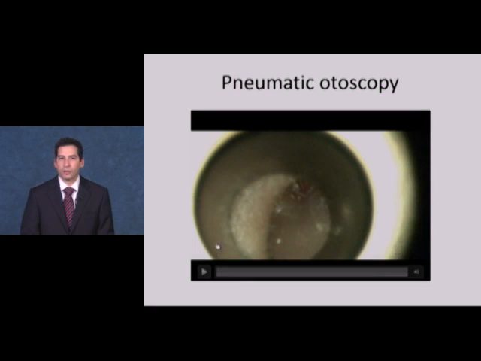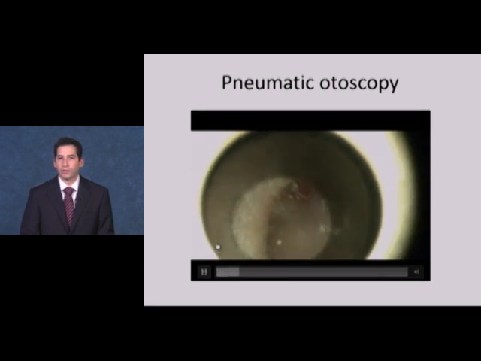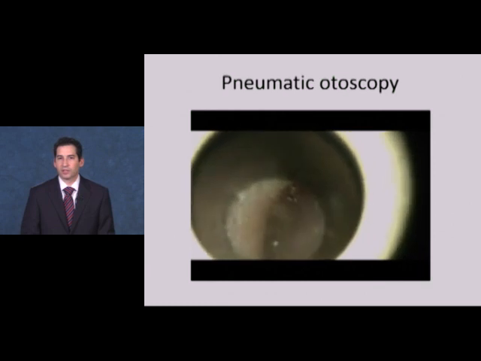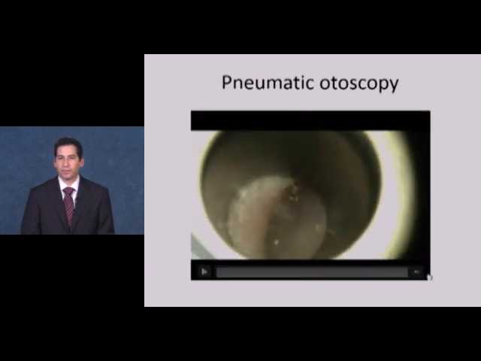In this video, we see pneumatic otoscopy being performed in a healthy tympanic membrane. You can see the tympanic membrane is moving easily. There's no color change, suggesting that there's no inflammation of blood vessels on the surface of the tympanic membrane, and the degree of movement suggests that there's no fluid behind the tympanic membrane.